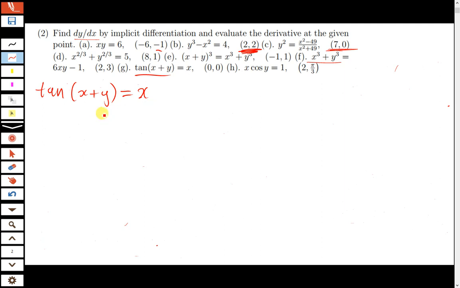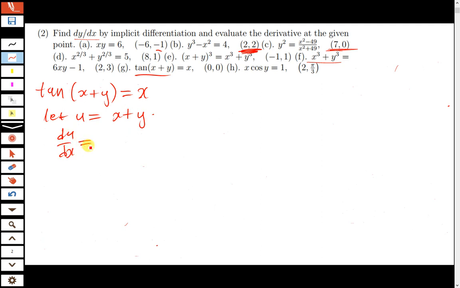So this is the question, and to find the derivative of this, we can use what is called the chain rule. To use the chain rule, we're going to equate what is in the brackets there to u. So we're going to say let u be equal to x plus y. So we find du dx.